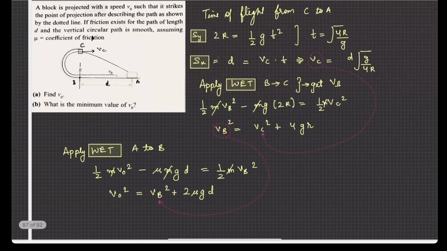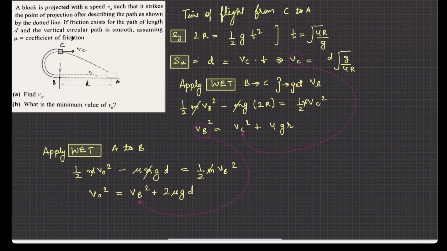we'll move on to a next question. So next question देखते हैं. इसमें क्या कह रहा है? A block is projected with velocity v0. ठीक है, यहाँ से it is projected with velocity v0 such that it strikes the point of projection, describing the path that is shown in the dotted line.